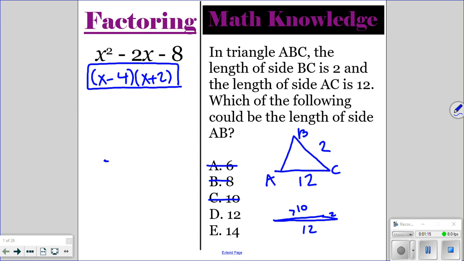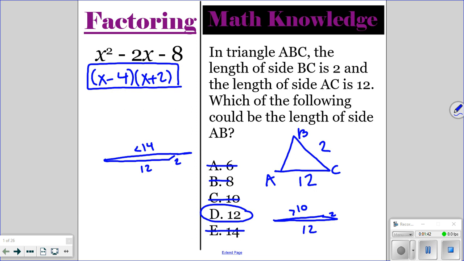Now, if we put the 12 and the 2 side lengths right next to each other, so this is the 12 and this is the 2, this last one is going to have to be something less than 14 so that it'll make a triangle. Because if it keeps going further, then they're not going to be able to reach to the edge. So it has to be less than 14, so 14 won't work. 12 is the only answer that will work.